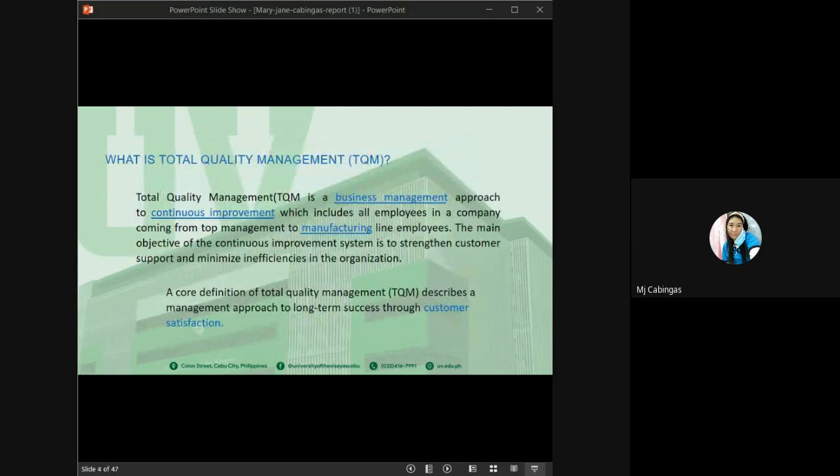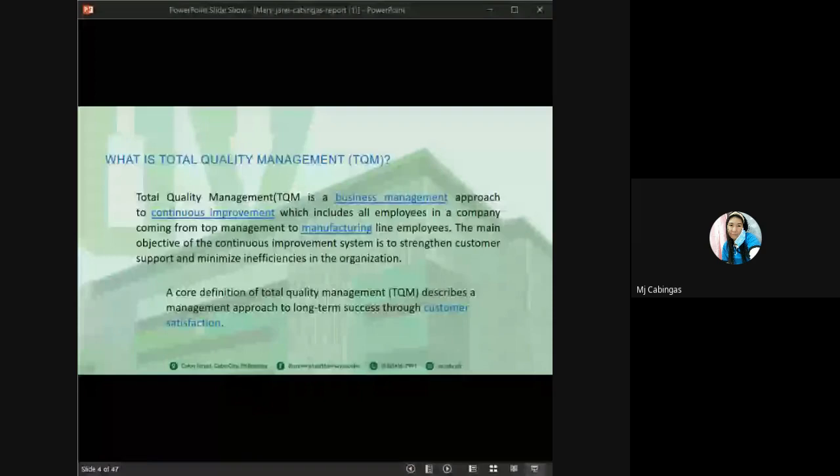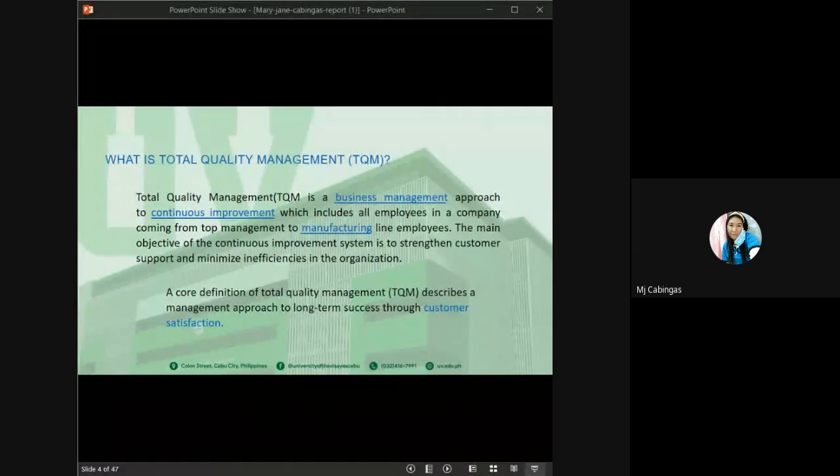So what is total quality management? Total quality management is a business management approach to continuous improvement, which includes all employees in a company, from top management to manufacturing line employees. The main objective of the continuous improvement system is to strengthen customers' support and minimize inefficiencies in the organization. A core definition of total quality management describes a management approach to long-term success through customers' satisfaction. Next slide, ma'am.